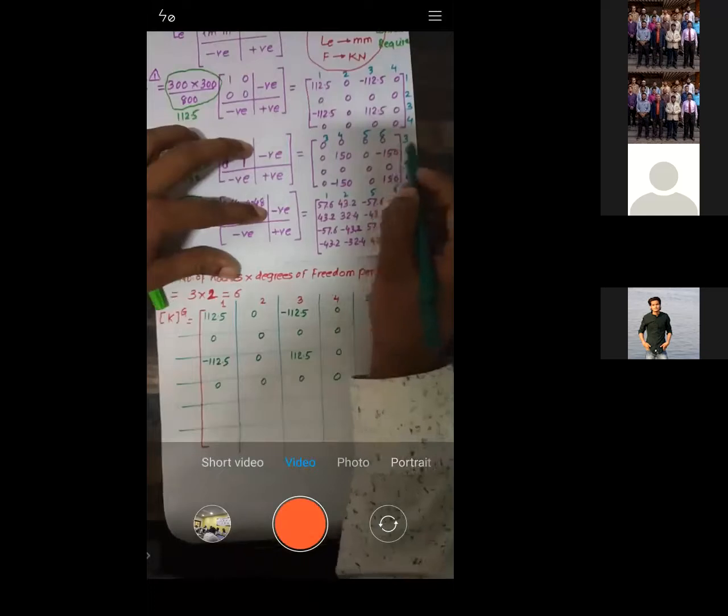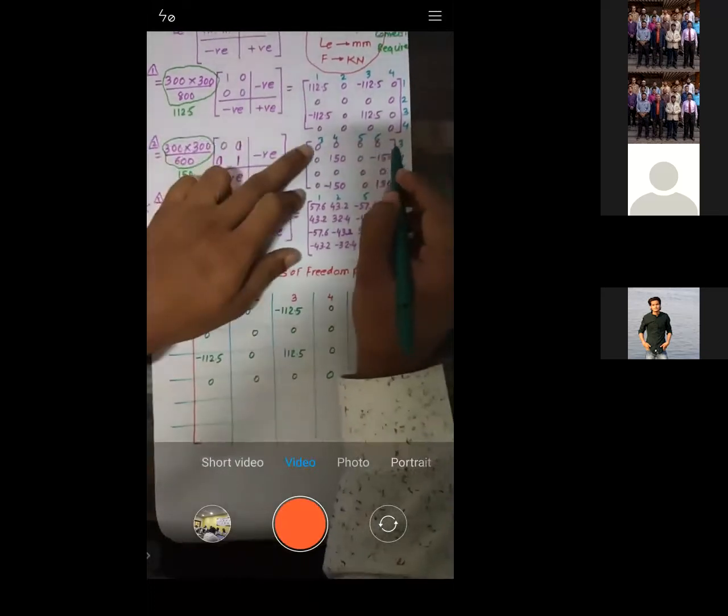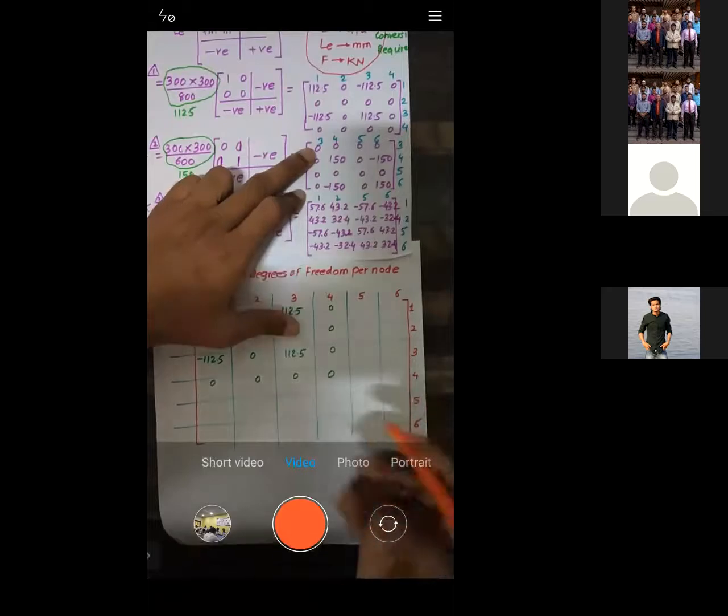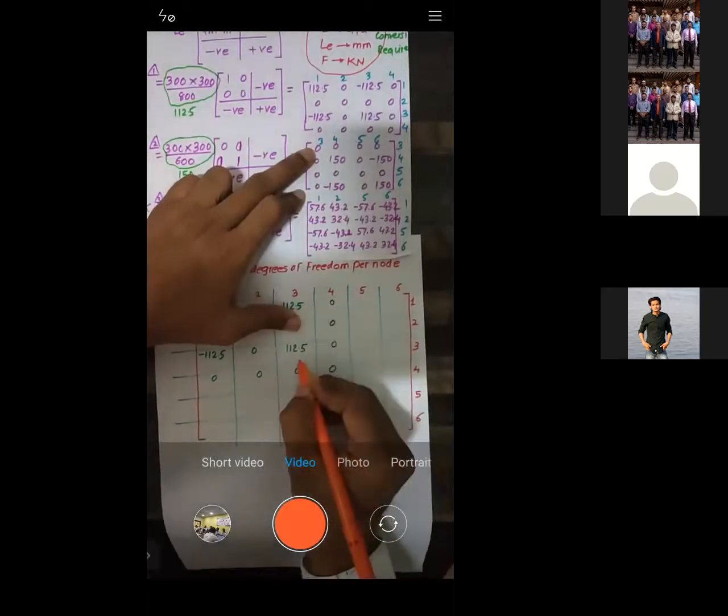Now let us start with this one. It is again simple. Just get the starting point 3, 3. So with 3, 3 we will start. You can see here this is 3, this is 2.